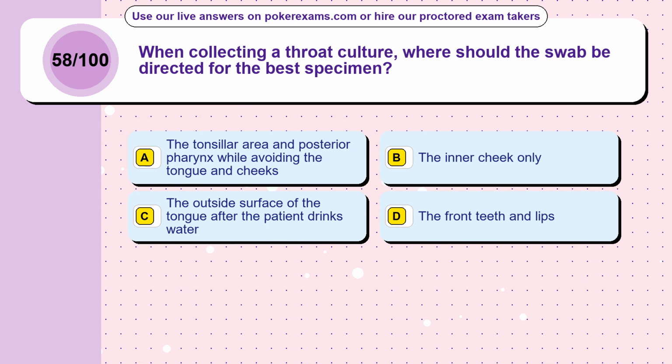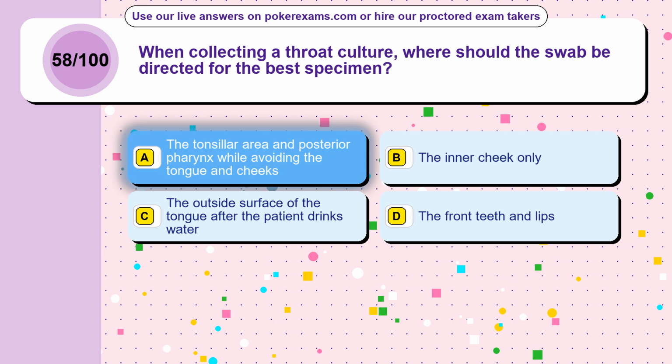Question 58. When collecting a throat culture, where should the swab be directed for the best specimen? Option A. The tonsillar area and posterior pharynx while avoiding the tongue and cheeks. Option B. The inner cheek only. Option C. The outside surface of the tongue after the patient drinks water. Option D. The front teeth and lips.